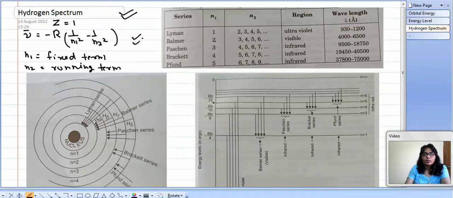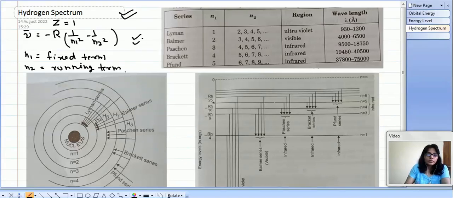Similarly for the Balmer, there will be transitions from 3 to 2, then 4 to 2, then 5 to 2, and 6 to 2, and all these emissions are in the visible range, with the wavelength 4000 to 6500. And similarly for the Paschen, Brackett, and Pfund, all these are infrared and the corresponding wavelengths are written here.